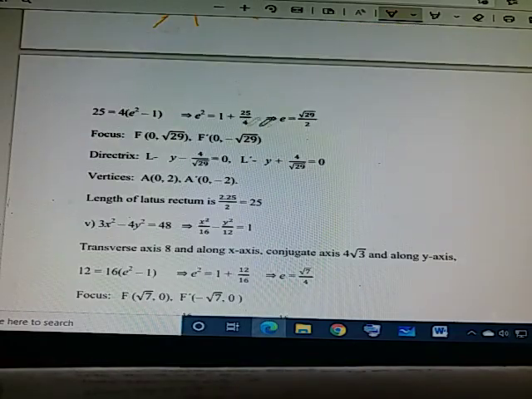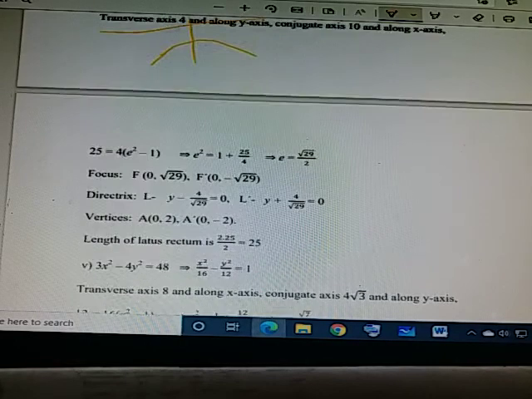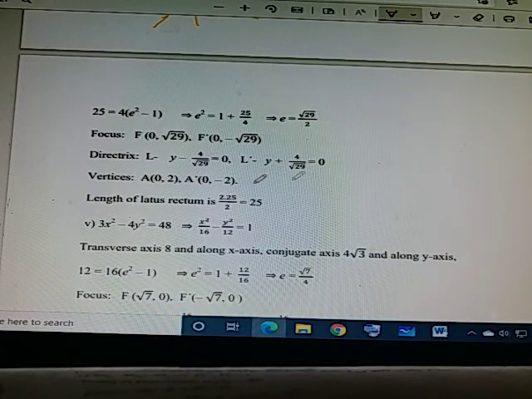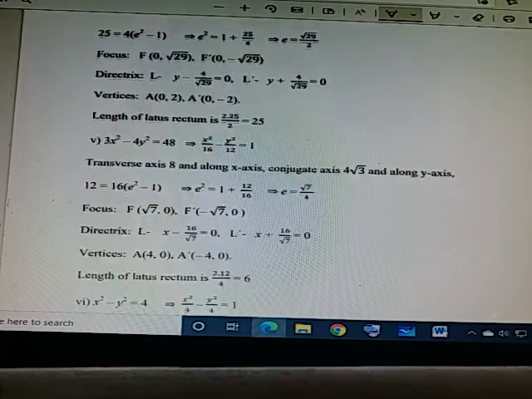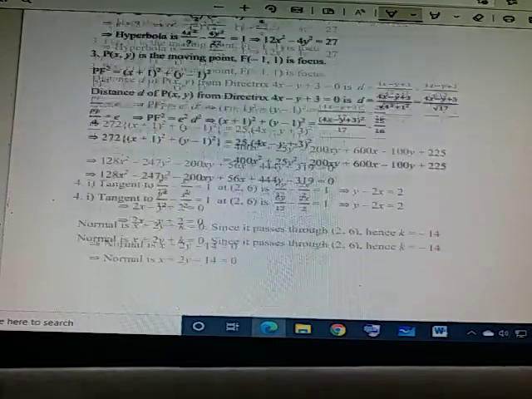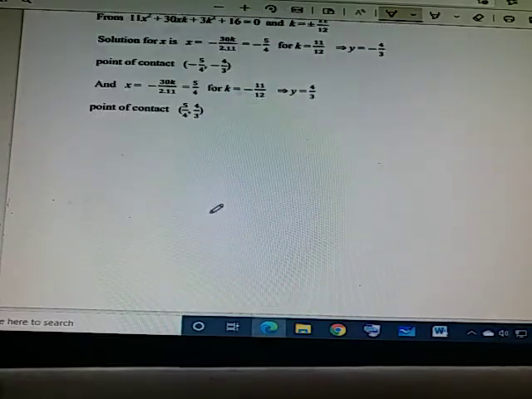Here also it is root 29, the same value, but here the focus is (0, root 29), and in this case the focus is (root 29, 0). It is on the x axis, and this is on the y axis. This is on the y axis, the same thing. So you practice this problem, go through these things, do it yourself, and you will understand all these things. So thank you.